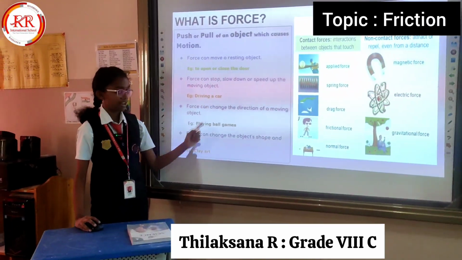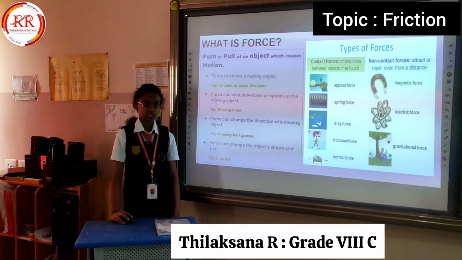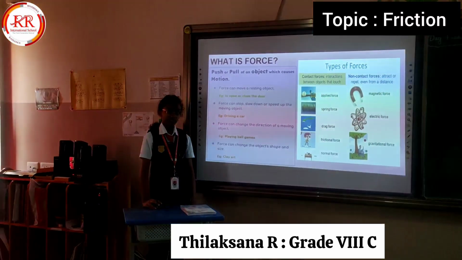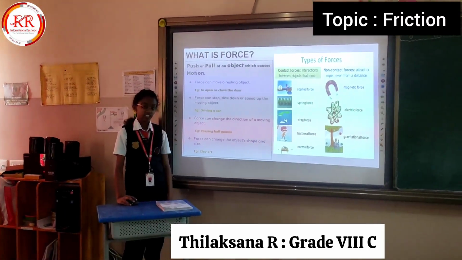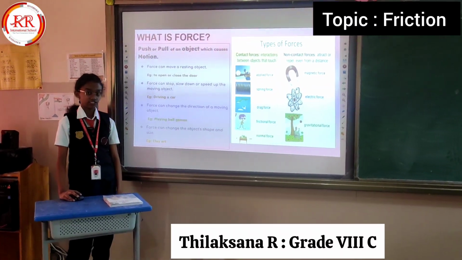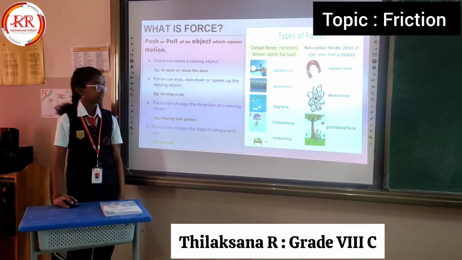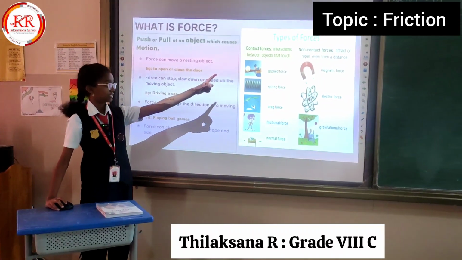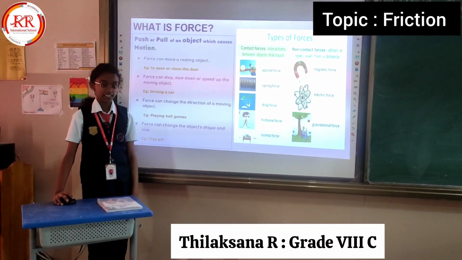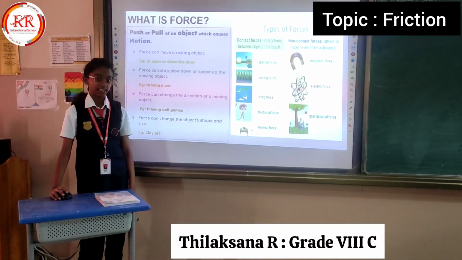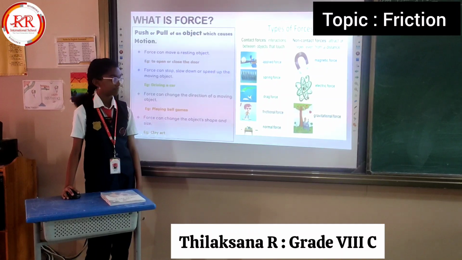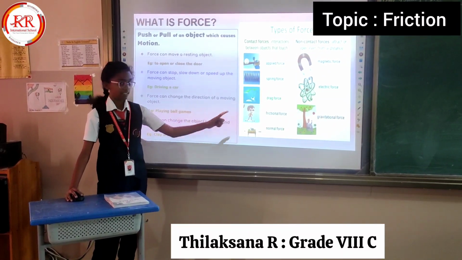When we drive a car, we can stop, slow down, or speed up the moving object because of force. When we hit a ball with a bat, we are changing the direction. In clay art, force is used to change the shape and size of the object. There are two types of forces, contact force and non-contact force. Contact force occurs when the two objects are in contact. Non-contact force occurs even when the two objects are not in contact. Frictional force is one of the contact forces.